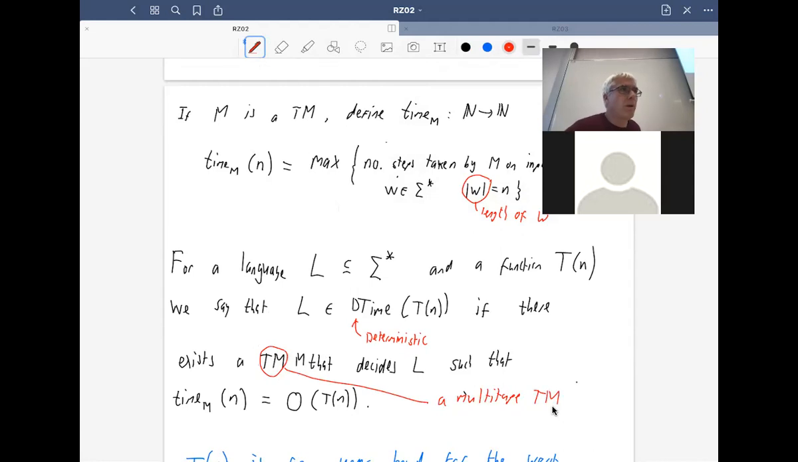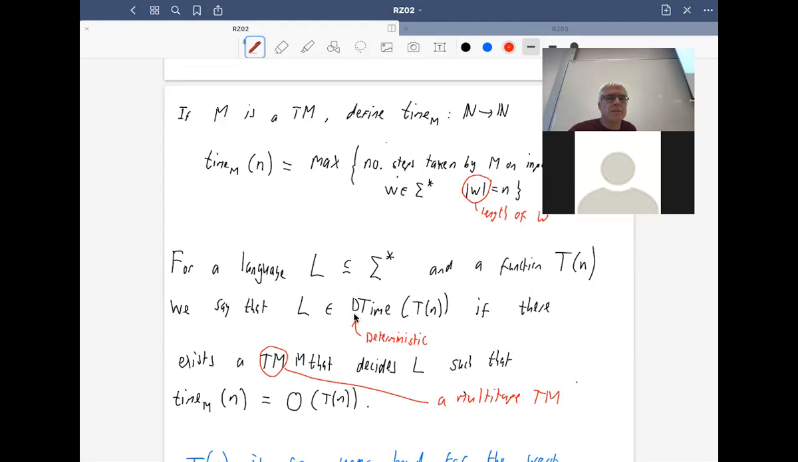For example, the problem of whether a string is a palindrome or not is in deterministic linear time for multi-tape Turing machines, but it requires quadratic time for a single tape Turing machine. So if we required a single tape Turing machine, then we would get a different complexity class.